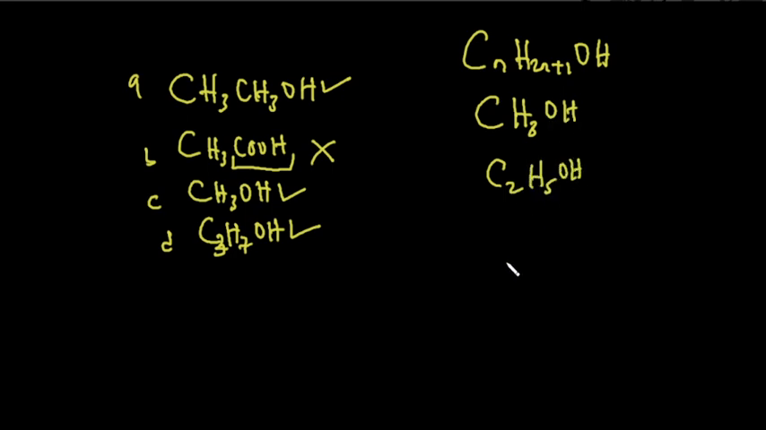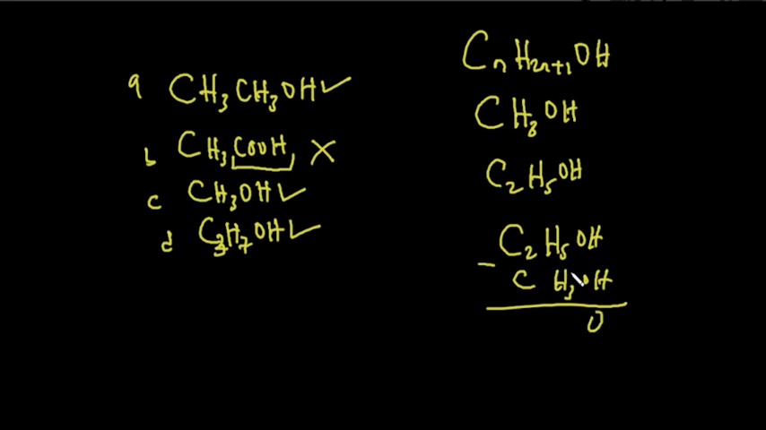If we are to find the difference between these members, it's going to be C2H5OH minus CH3OH. If we do this, the O is 0, the H is going to be H2, and the C is going to be C. So notice that 0 is like nothing. So this is going to be CH2. No matter the compound, no matter the homologous series, once you check the difference between consecutive members, it is always going to give you CH2. If it doesn't give you CH2, you can also check the molecular mass. The molecular mass difference is also going to be 14. So you can check it.